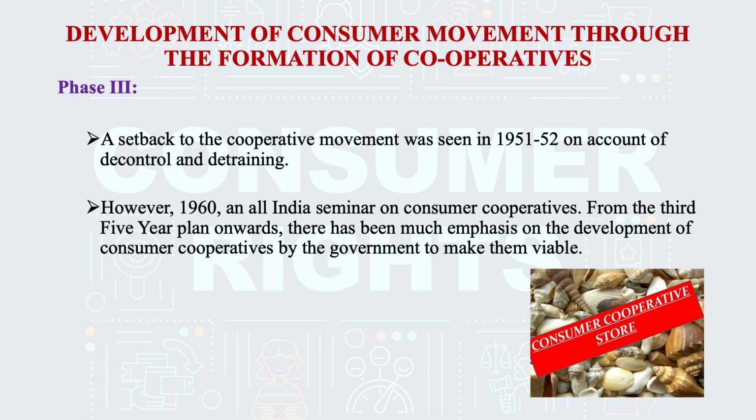India after independence adopted the 5-year plans. The first 5-year plan was 1951 to 55, 56, and therefore from the third 5-year plan onwards, that is 1964-65 onwards, there has been much emphasis on development of consumer cooperatives, extended by the government to make them viable. The cooperatives were unviable. Unviable means that they were running into losses. So one of the primary objectives of government was to make the cooperatives viable by providing support services in the form of contribution to the share capital.